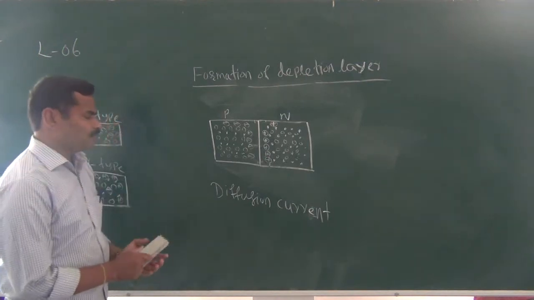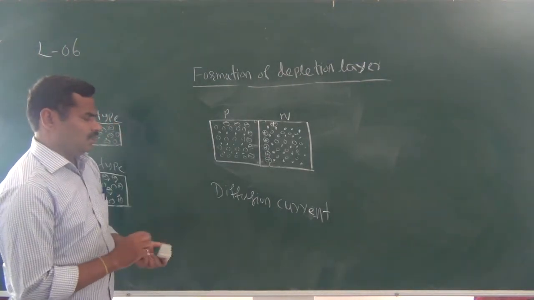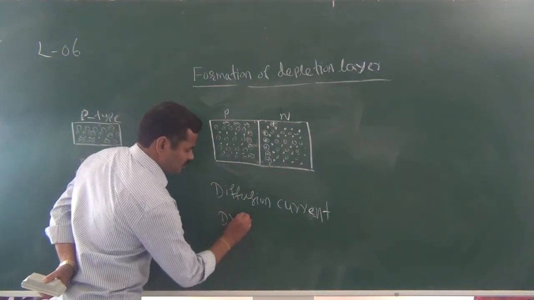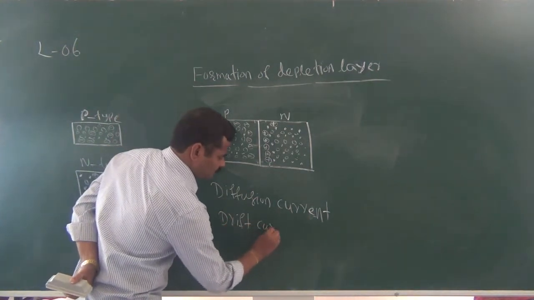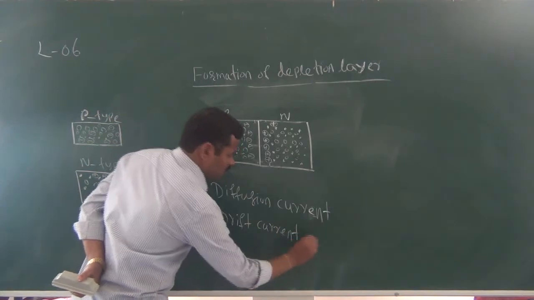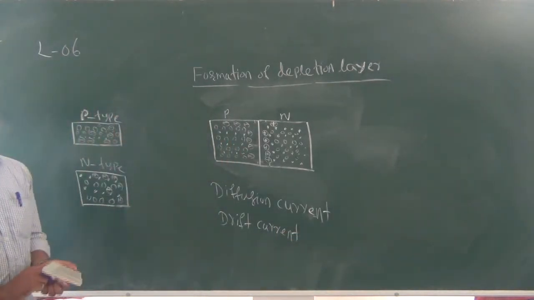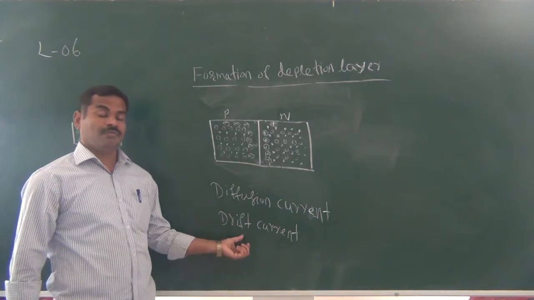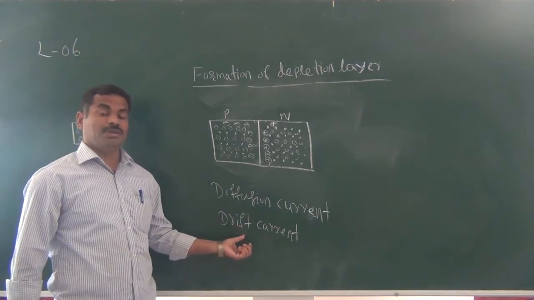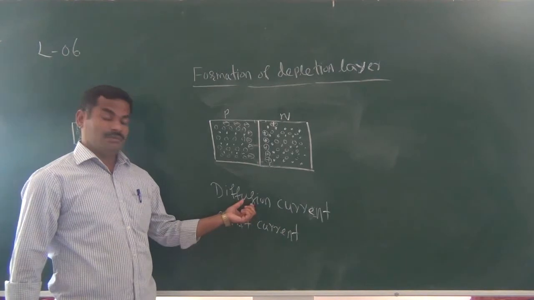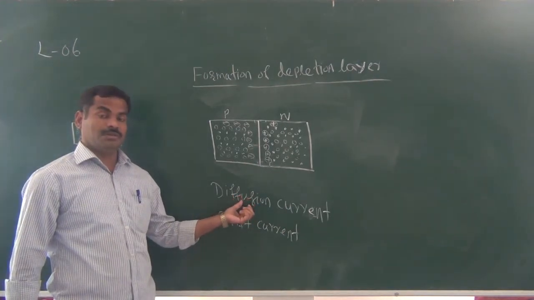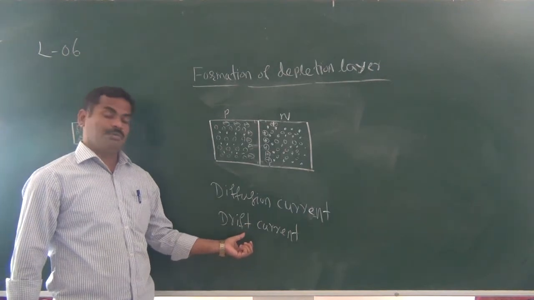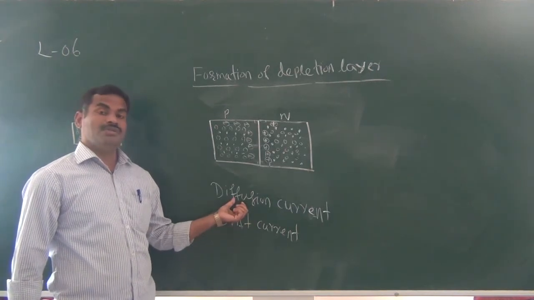Actually, another current also exists, called drift current. In drift current, the electrons or holes are moving because of the electric field. Here in diffusion you are not having an electric field; the current is because of the concentration difference. In drift, the current is because of the electric field. This is drift current, and this is diffusion current.